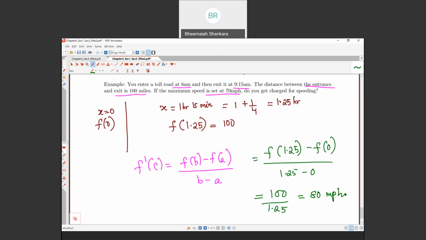So with the help of the mean value theorem, we are able to see that if the maximum speed is set to 70, do you get charged for speeding? Then your answer is 80 miles per hour. So if you use the mean value theorem, you're able to answer this question. We'll end the section here.